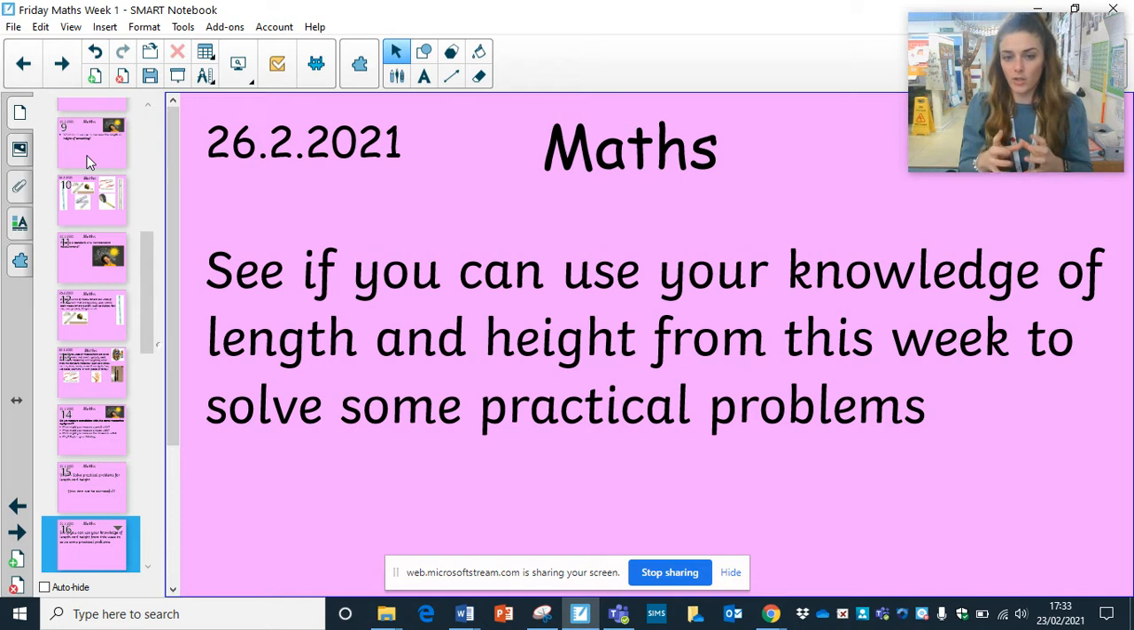So you need to look at the questions and work out whether you are measuring the length of something or you are measuring the height of something. That's really important. And then you're going to solve these practical problems. So you can choose a couple, you can do all of them, but remember to show your workings. That's really important, or to explain your reasoning.